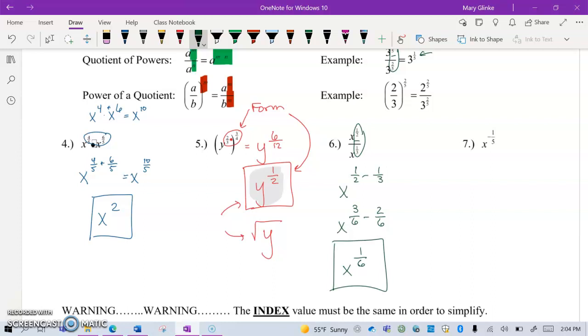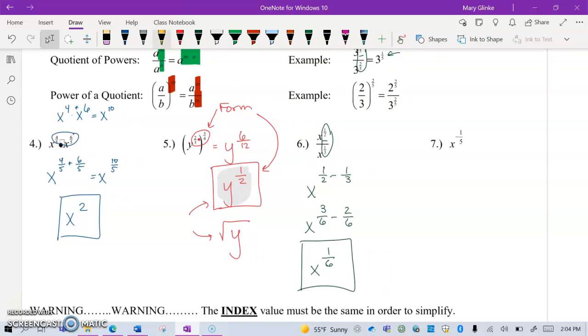Lastly, we have number 7. So we have x to the negative 1/5 here. This negative sign means we have to move this to the denominator.